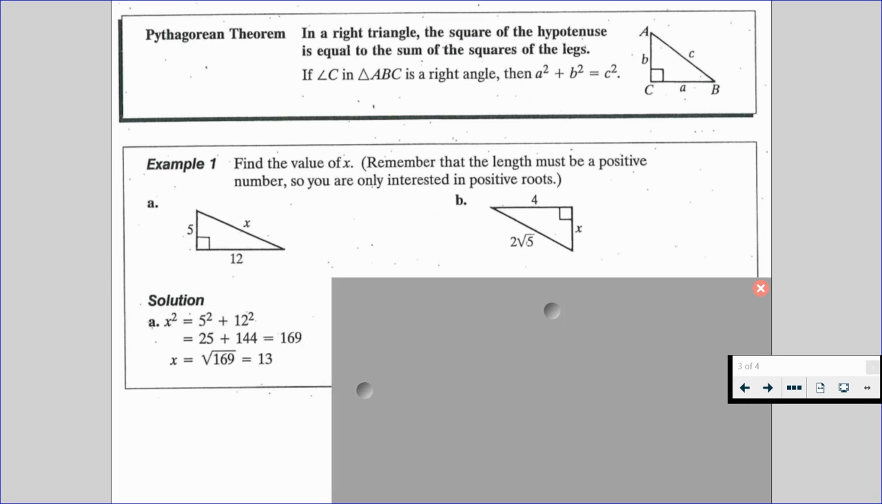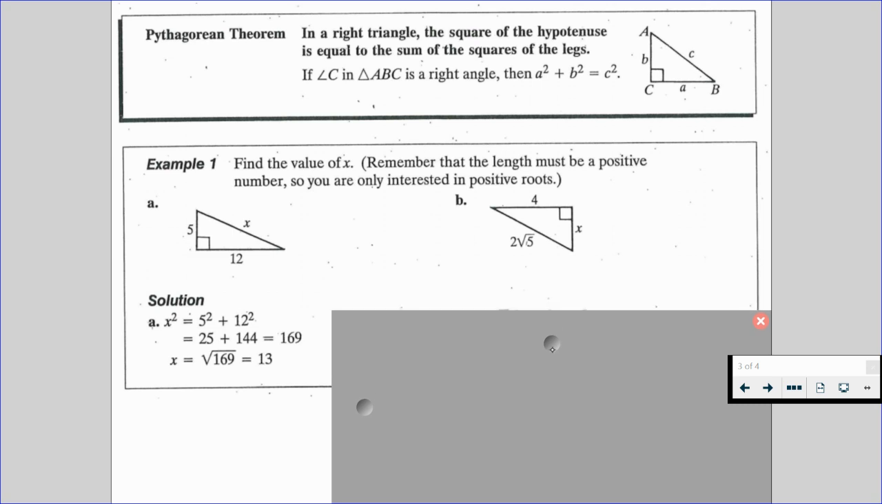For A, we're going to have x squared is equal to 5 squared plus 12 squared. You could also set up your equation as 5 squared plus 12 squared is equal to x squared. As we solve, we end up with 25 plus 144 gives us 169. As we take the square root of x squared and 169, we end up with 13. So x has to be 13.